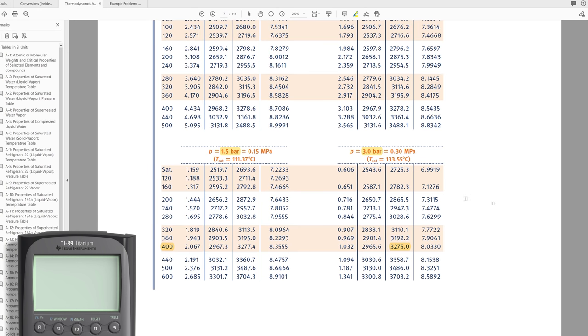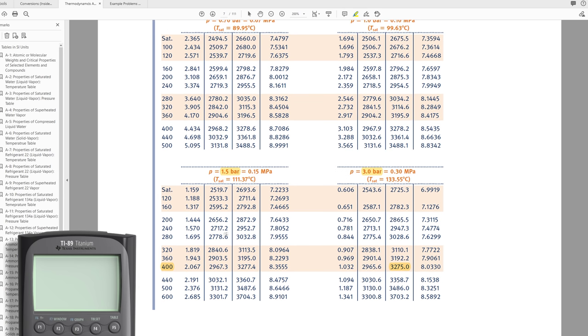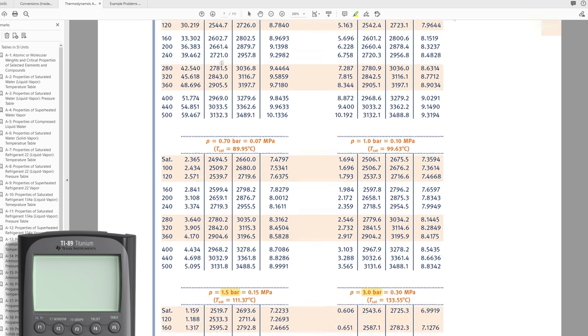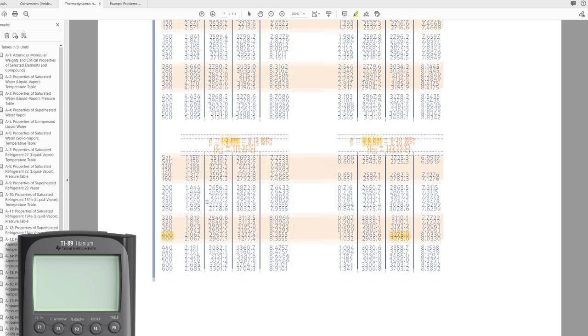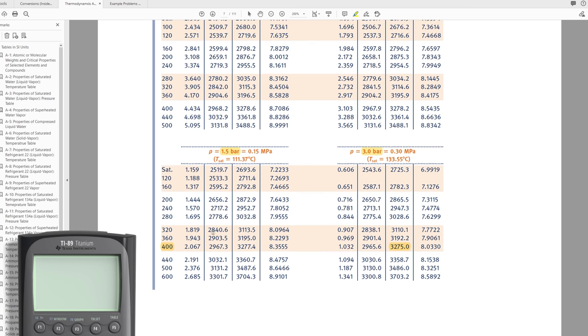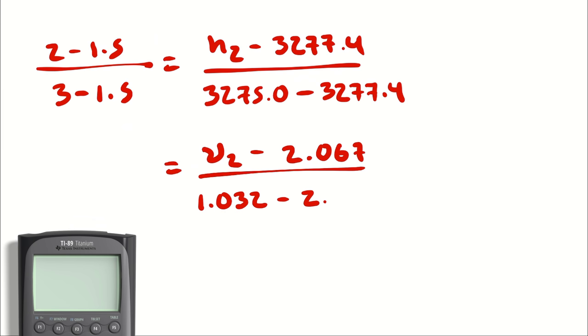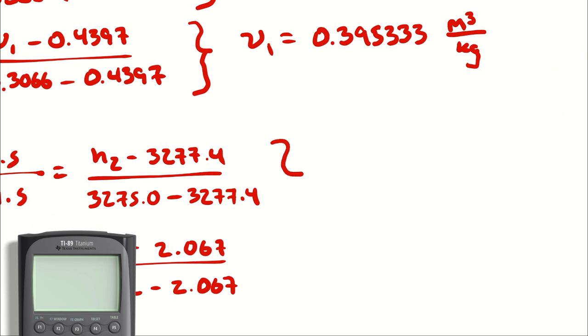That would be (V2 minus the specific volume at 1.5 bar and 400 degrees Celsius, which is 2.067) generally speaking, we should pay attention to the specific volume column to see if we are multiplying it by 10 to the negative third or not. And we are not here, so that's just going to be 2.067, divided by (the specific volume at 3 bar and 400 degrees Celsius, which is 1.032, minus the same specific volume from earlier, 2.067). And now we can interpolate for H2 and V2.